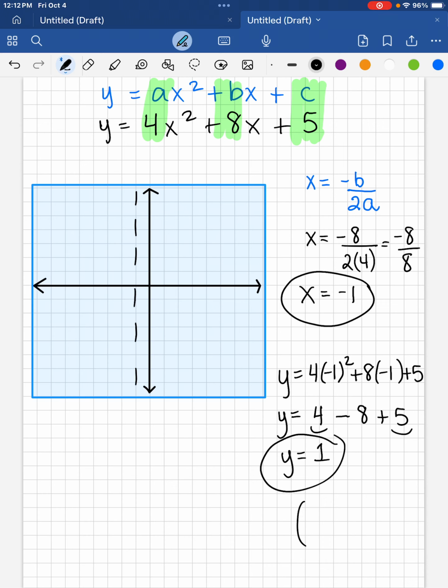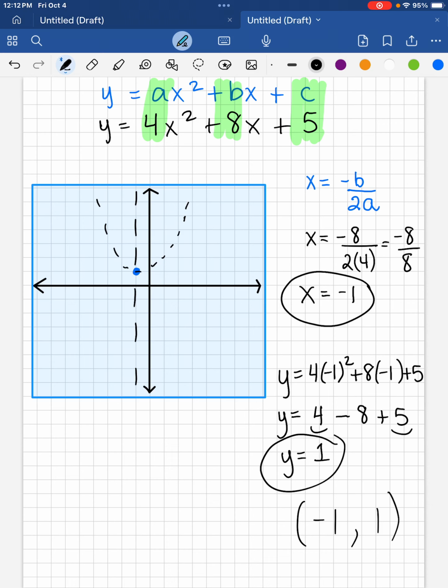So what I have now is my vertex. x is negative 1 and y is 1. If I graph that point on my graph, it's right here. I know without having any more points at this point that this parabola is going to probably look something like this. That's not perfect. They're not the exact points, but if I had to sketch an idea of what I think it might look like, it would probably look something like that.